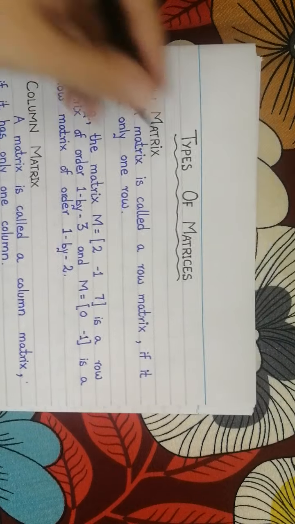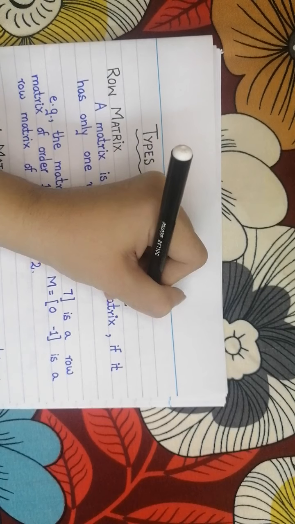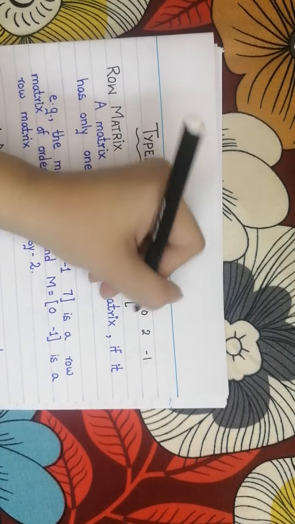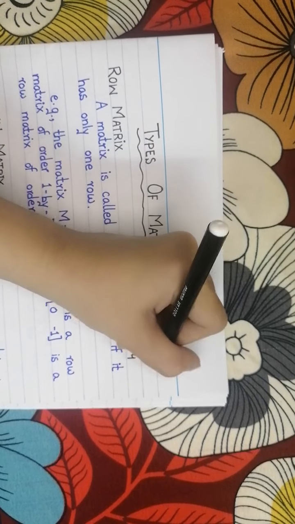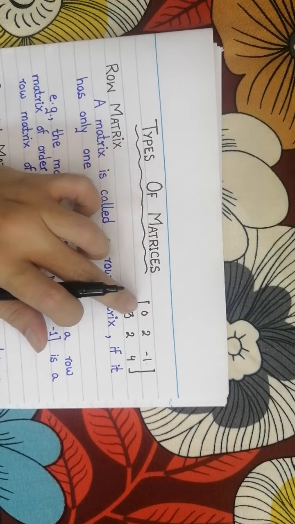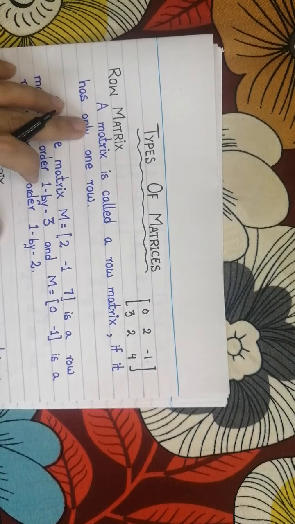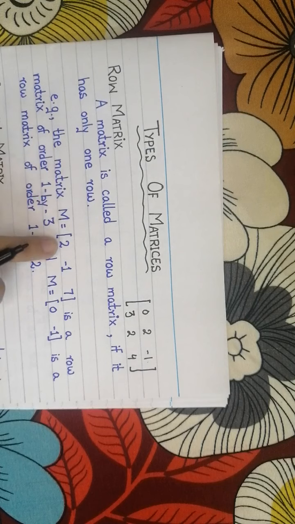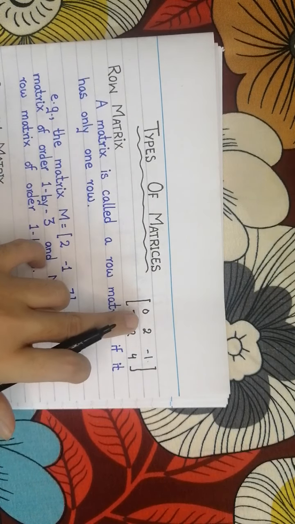Now look here, if we have a matrix like this, 0 2 -1 3 2 4, this matrix has 2 rows, so this is not a row matrix. What is the definition? If the matrix has only one row, that is called a row matrix. So this is a row matrix, but this is not called a row matrix.